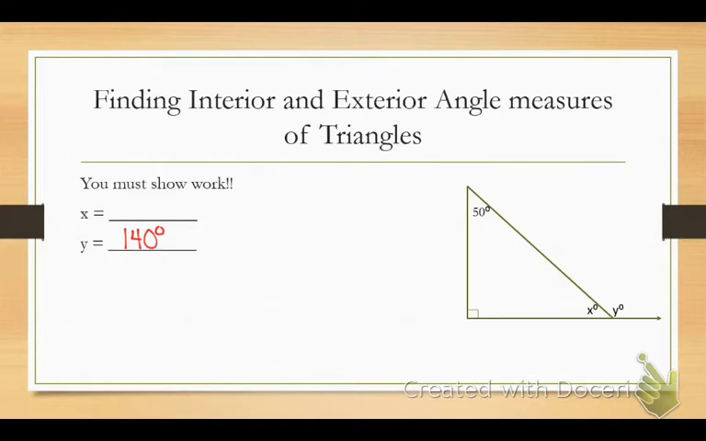Okay, and then if y is 140, what's x going to be? 40. It's going to be 40 because those are adjacent. All right. Now, you could have solved for x first just by making it all equal to 180, and then subtract from 180 again to find y. All right, so that's triangle.